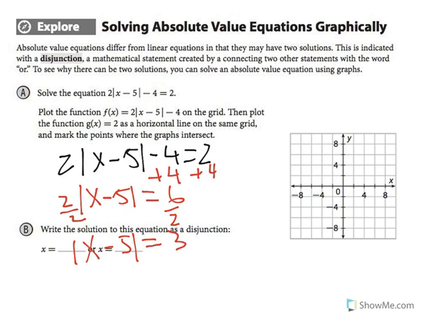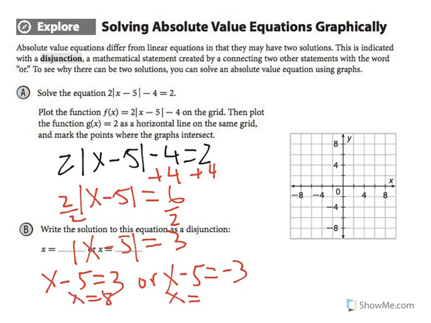Remember that absolute value can be positive or negative. So we say that x minus 5 equals 3 or x minus 5 equals negative 3. Solving, x equals 8 or x equals 2. Then we can see that on the graph.